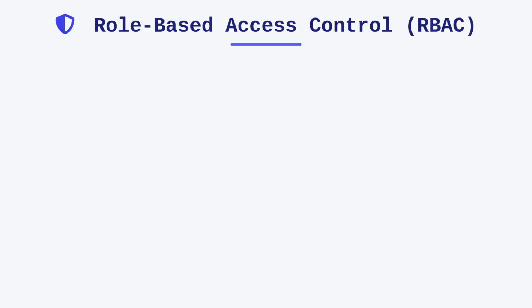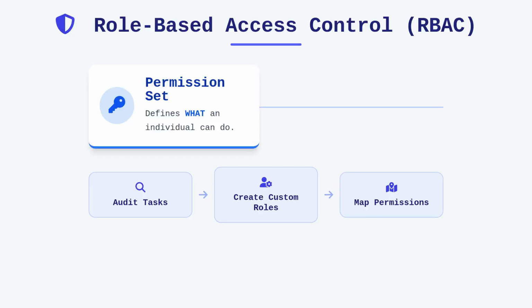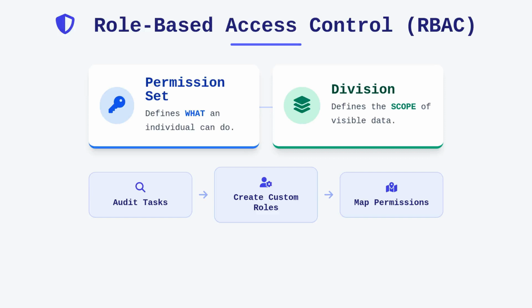Role-based access control in Genesys Cloud relies on a granular permission system rather than simple flat profiles. You must approach role creation by first auditing the specific tasks an agent or supervisor needs to perform. Rather than relying on default roles, custom role creation allows you to define exact permission mappings that mirror your organizational structure. A permission set defines what an individual is allowed to do, while the division defines the scope of data they are allowed to see.